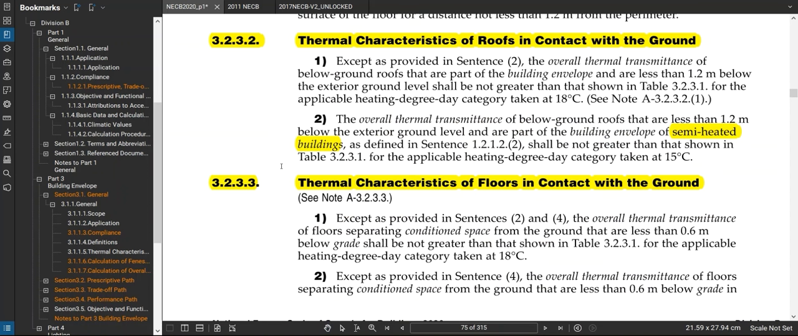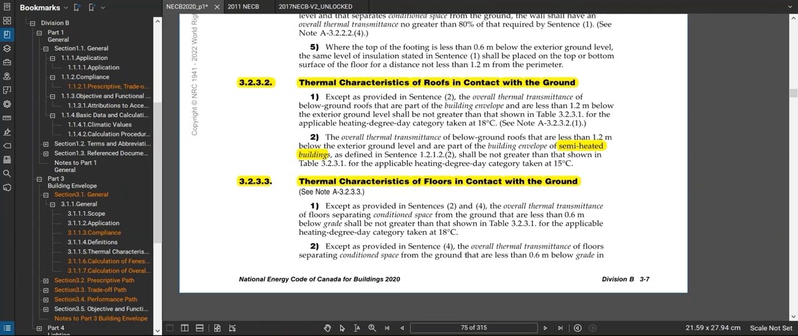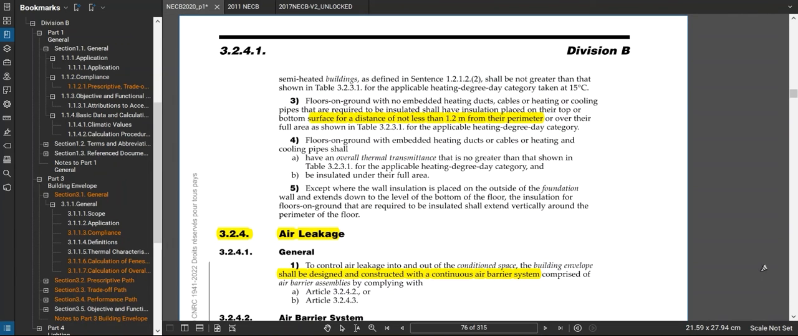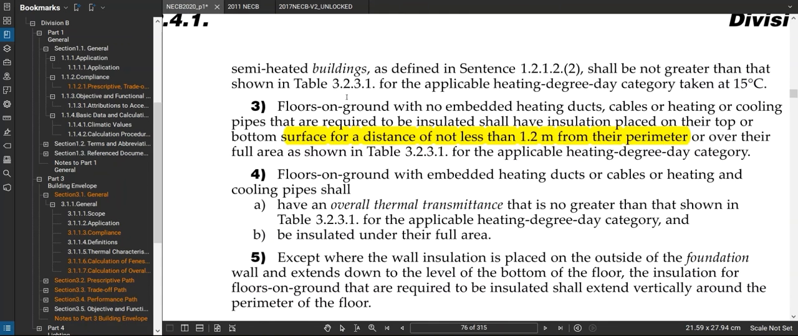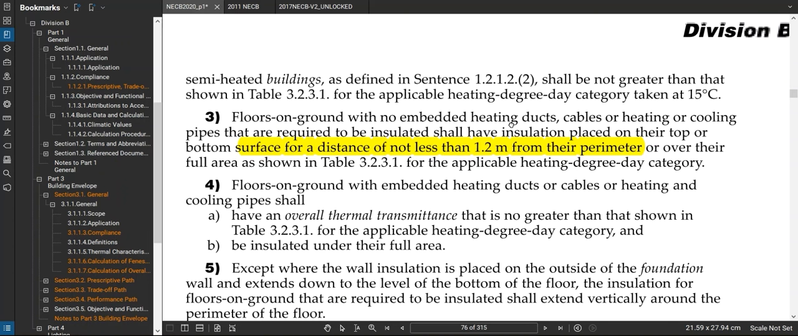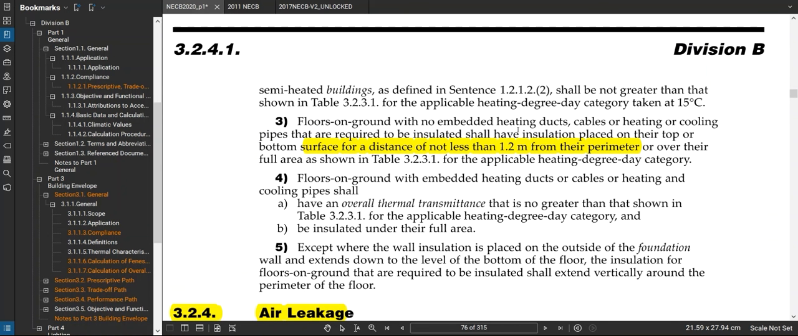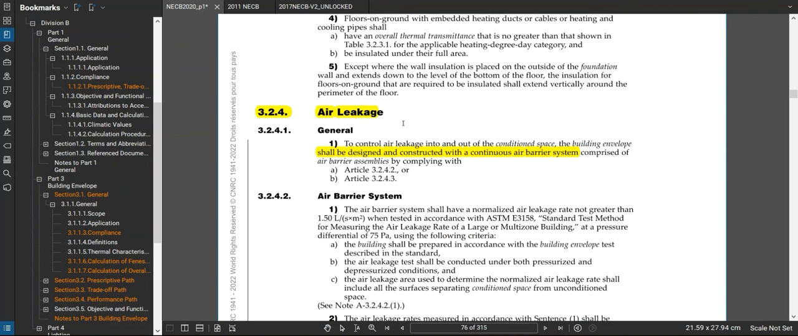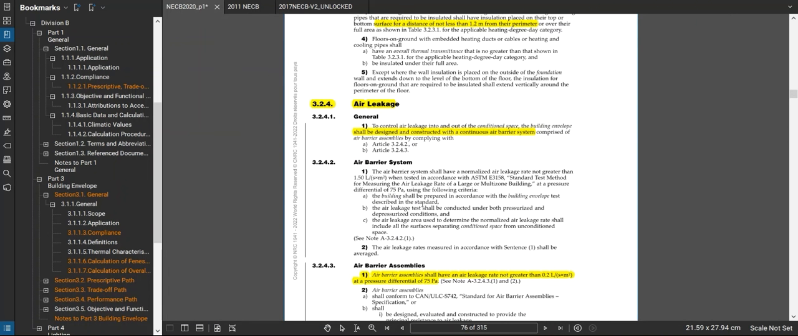In 3.2.3.3, the thermal characteristics of floors in contact with the ground, so a slab on grade needs to be insulated, but just sentence 3 is kind of important here: if you don't have any embedded heating ducts or cables or something, then the insulation only needs to go in a certain distance from the perimeter. And then just moving on to 3.2.4, about air leakage, basically you have to have a continuous air barrier in your building, is what 3.2.4.1 is talking about.